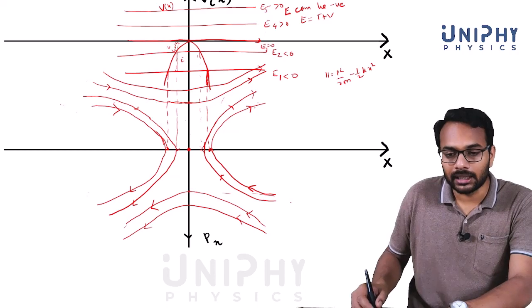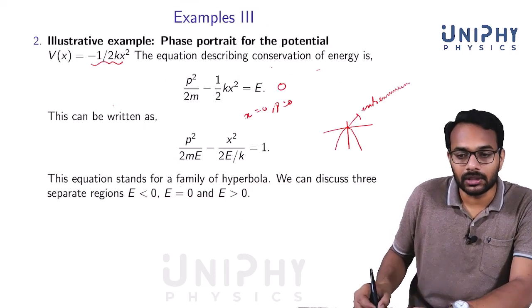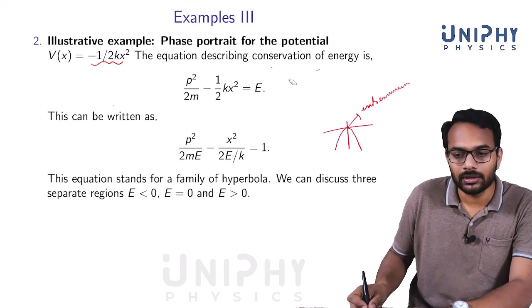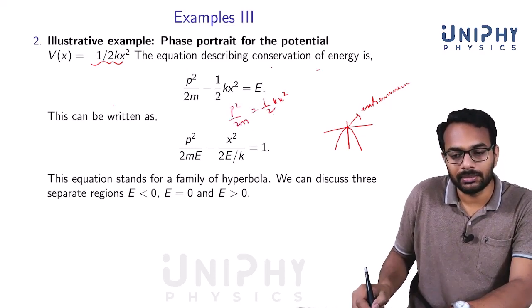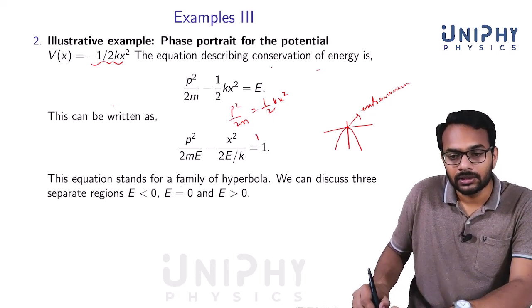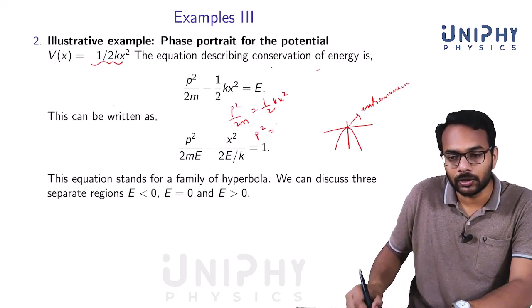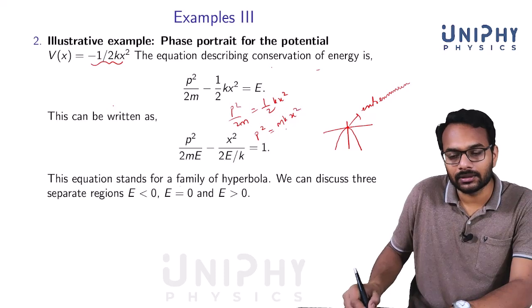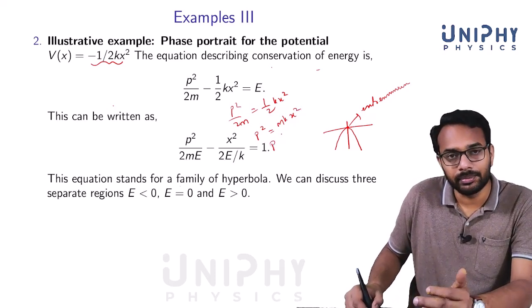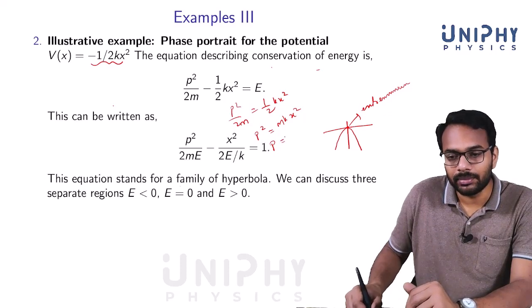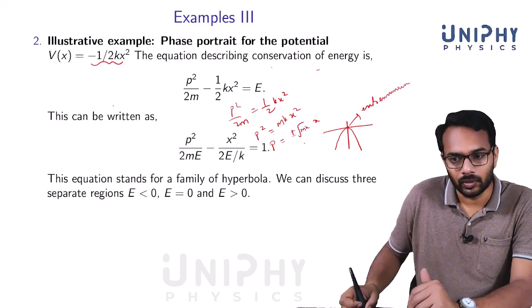All right, now the other lines corresponding to E equal to 0. E equal to 0 is p square by 2m equal to half kx square. So you see that p square is equal to mkx square. We can take the square root. We need p as a function of x, so we see that p is equal to plus or minus square root of mk times x.